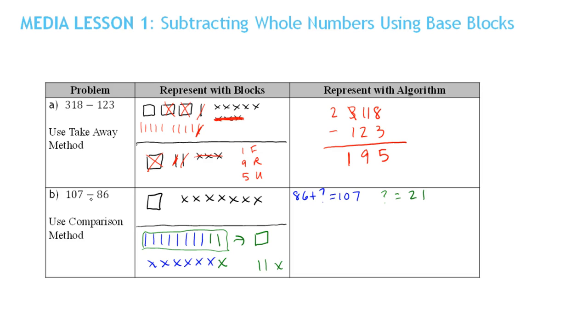Okay. So lots of times this comparison method, if you're going to do this in your head, is easier than the algorithm. Now we can write this out with the algorithm. 107 minus 86. Subtracting 7 minus 6 is 1. Now here there's 2 ways to think of this. You can think of this as 10 tens minus 8 tens is 2 tens. Or you can think of breaking up the flat into 10 rods. They're both equivalent, but 10 minus 8 is 2. So our result is 21.